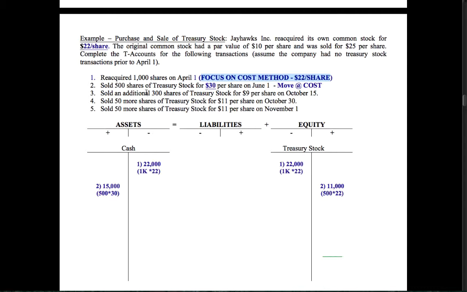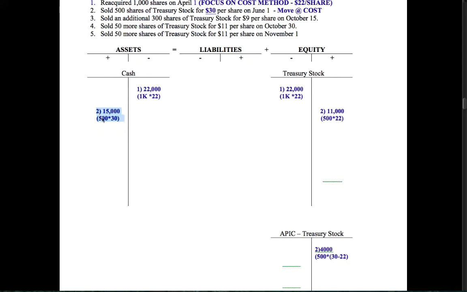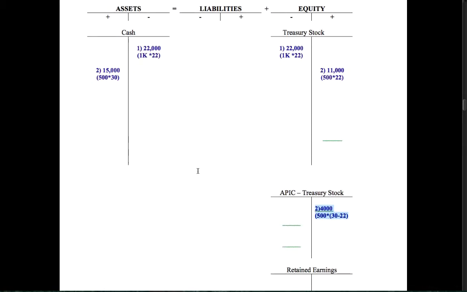Therefore, afterwards, when you sell these shares, you would adjust the treasury stock account for the shares using the cost to acquire, the $22, but the cash account is reflective of the amount per share you received upon reselling these shares. Therefore, since the amount you sold them for was greater than the amount you acquired them for, you had to reflect the additional paid-in capital of treasury stock account of $4,000.